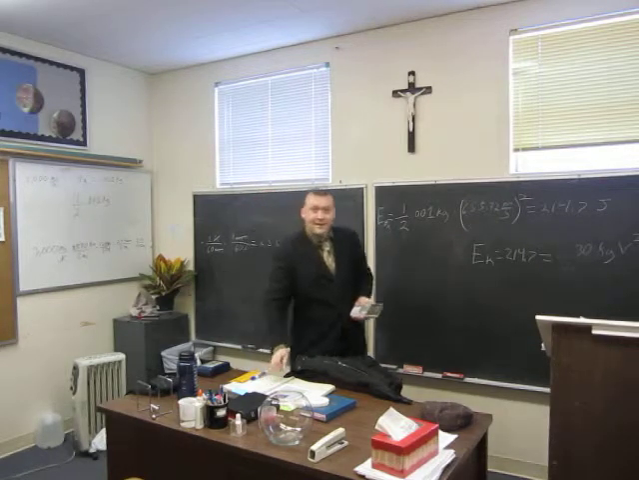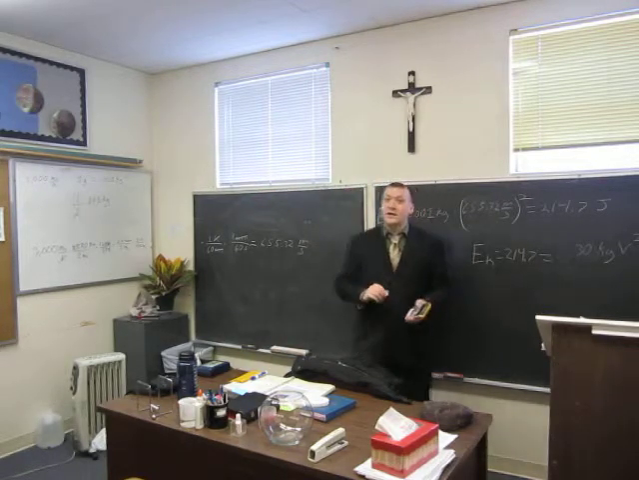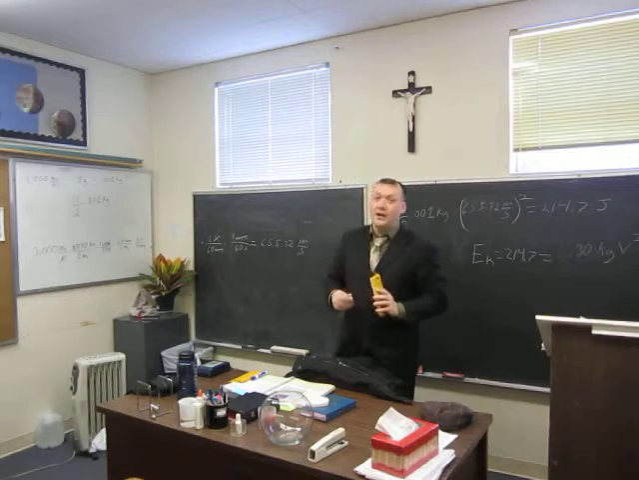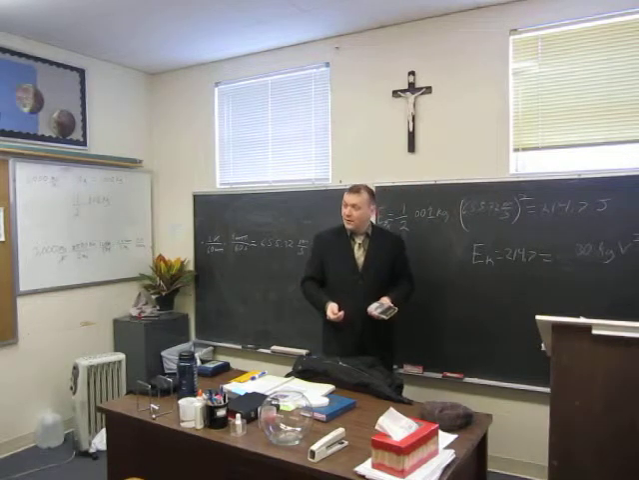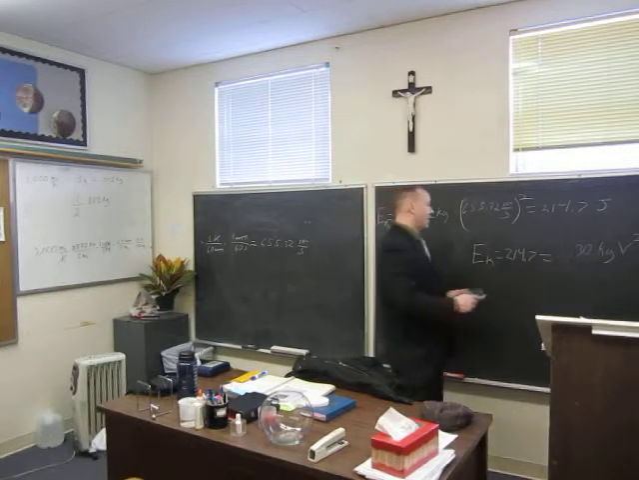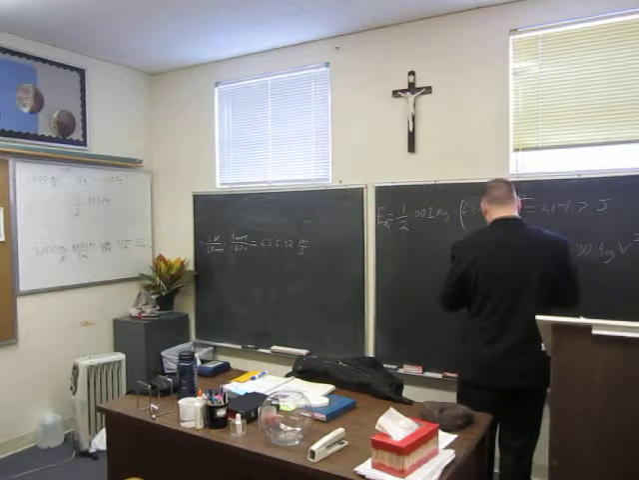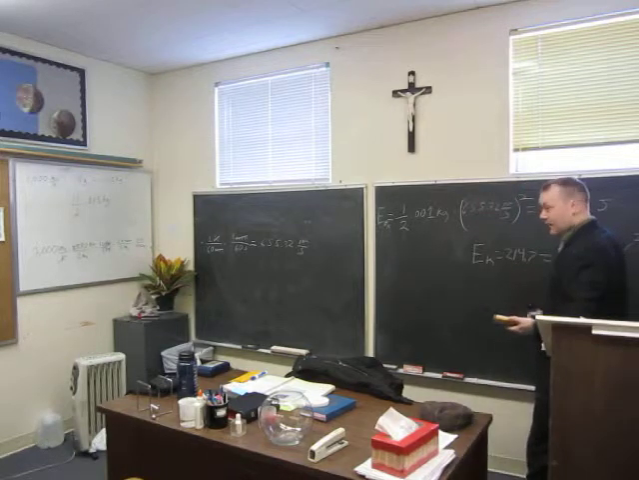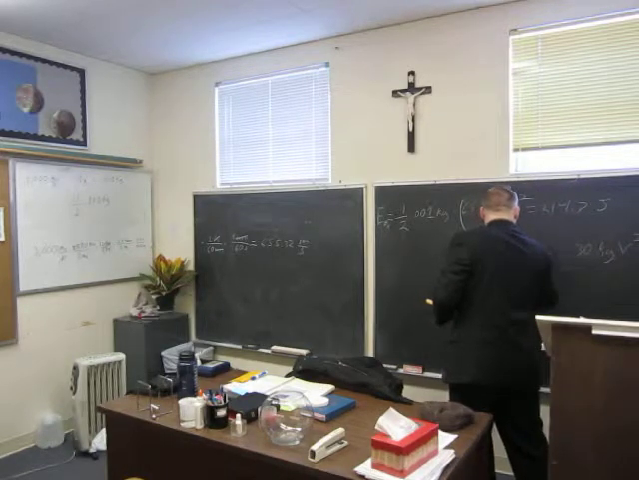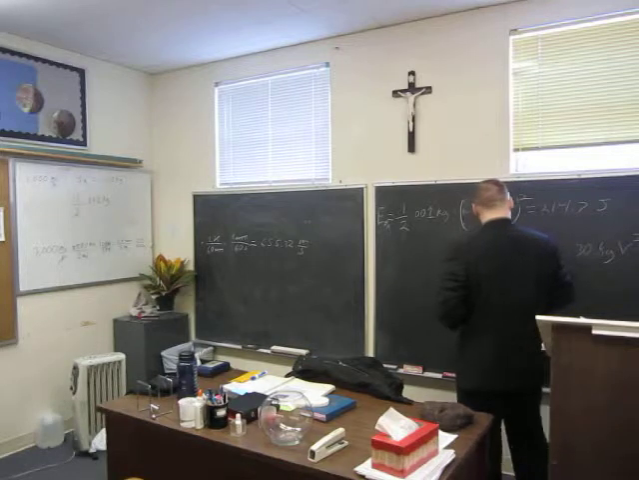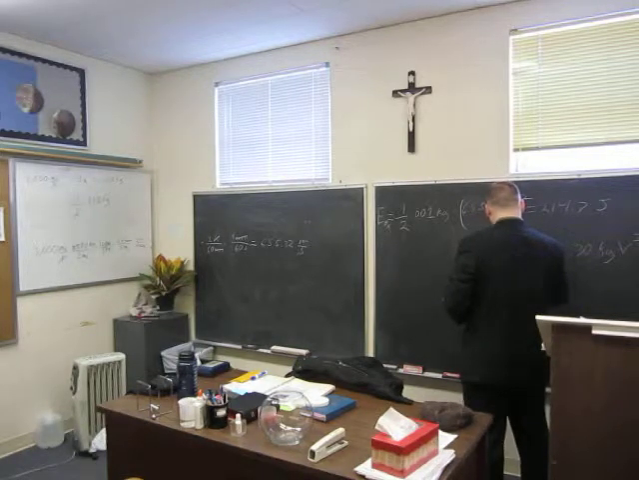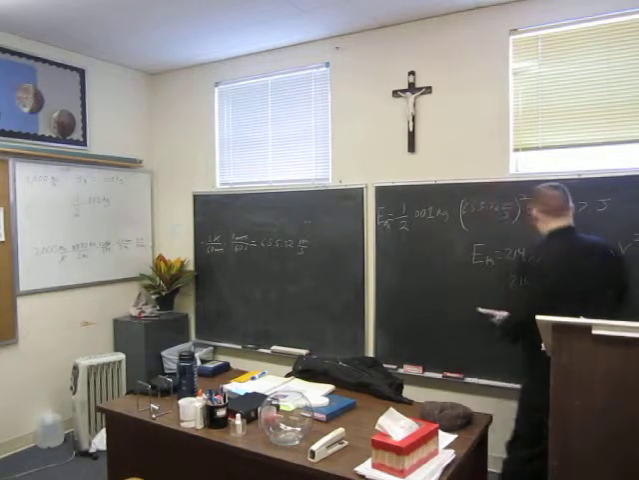That's the energy of the bullet. If you had that much energy, how fast would you have to be moving? 7.16. Remember, this is in joules, so it's joules over kilograms.